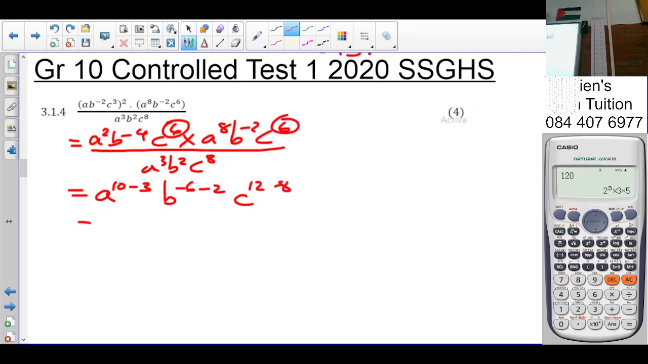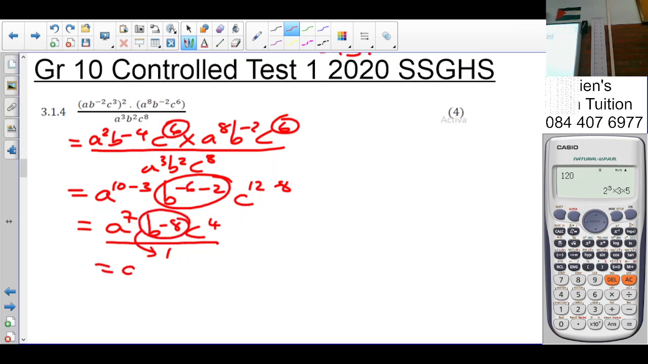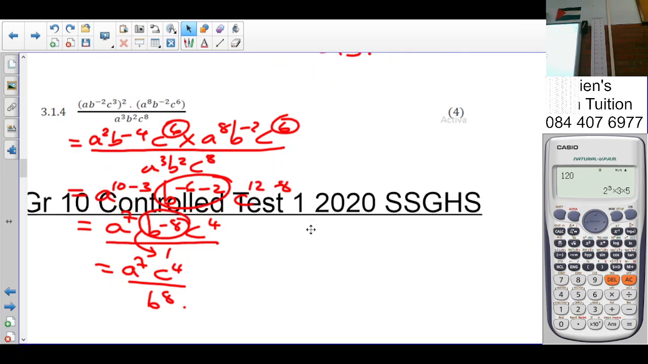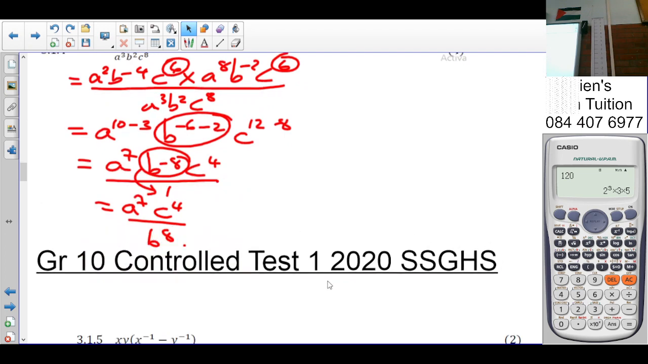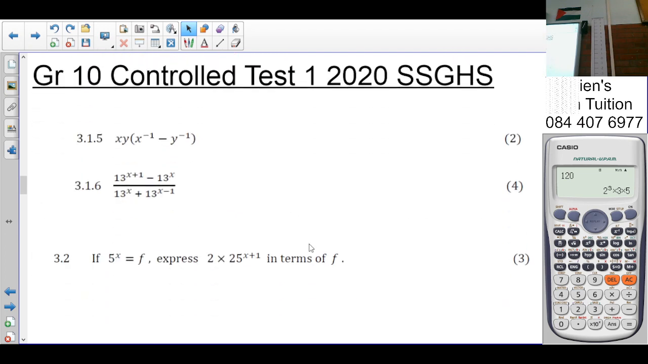You don't have to, you could have gone straight into that answer there as well. So that will be a to the 7, b to the negative 8, c to the 4. But naturally this is over 1. So where must this b to the negative 8 go? The bottom. So it's a to the 7, c to the 4 over b to the 8. Is that correct? Yes. Right. You did it a different way, but you got the answer? Same answer. You get full marks. But you can use a calculator in this exam. Please don't forget.